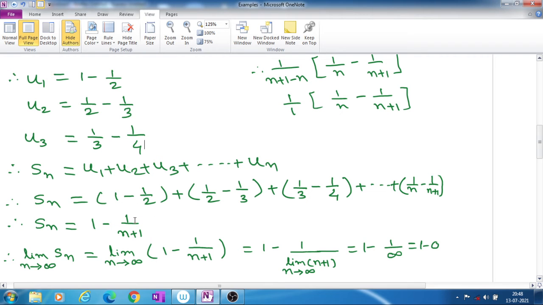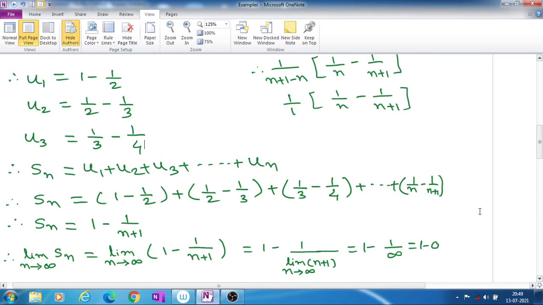Now if you observe this, see how the terms are. This is 1 minus 1 half plus 1 half minus 1 upon 3. Here is minus 1 half and here is plus 1 half. So this will get cancelled after addition. Again here is minus 1 upon 3 and here is plus 1 upon 3. So after addition this will get cancelled. Similarly here is minus 1 upon 4, and in the next bracket there will be 1 upon 4 minus 1 upon 5, therefore 1 upon 4 will be cancelled, and so on.